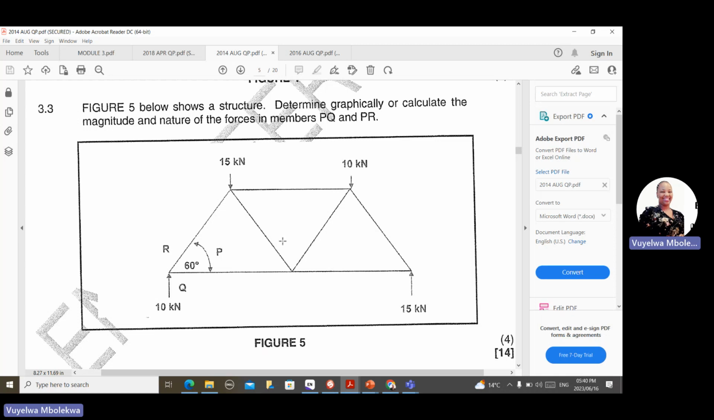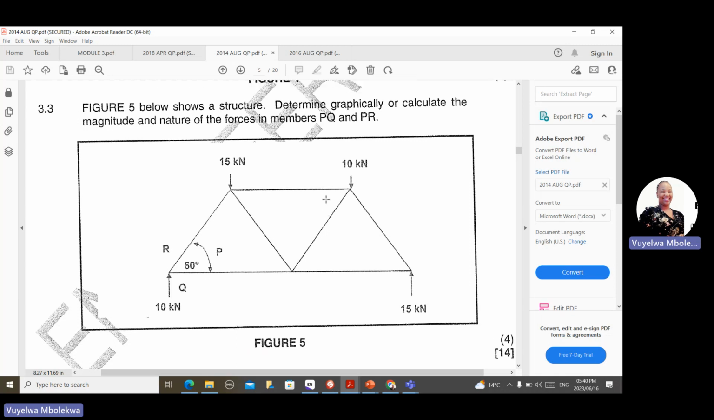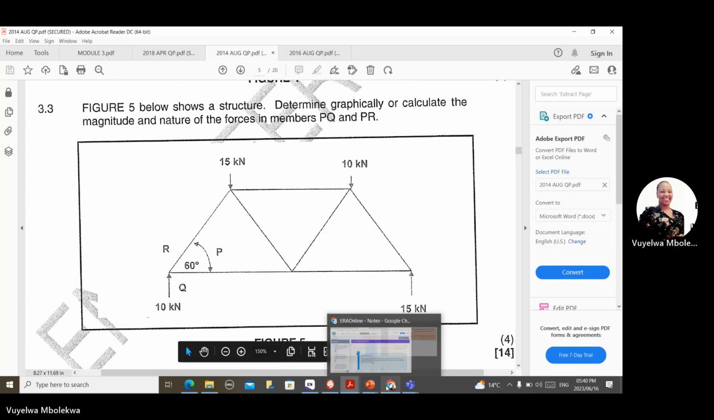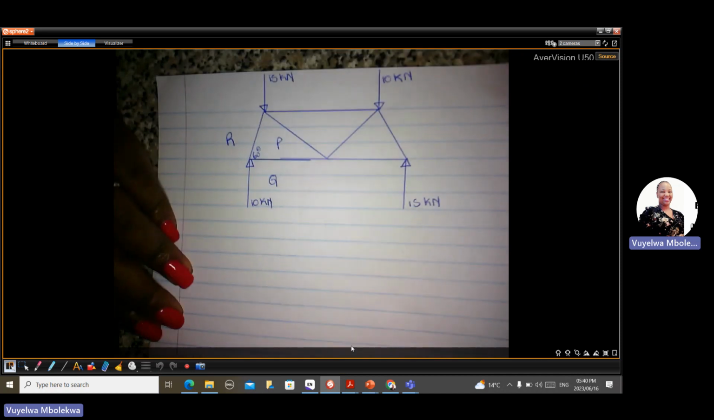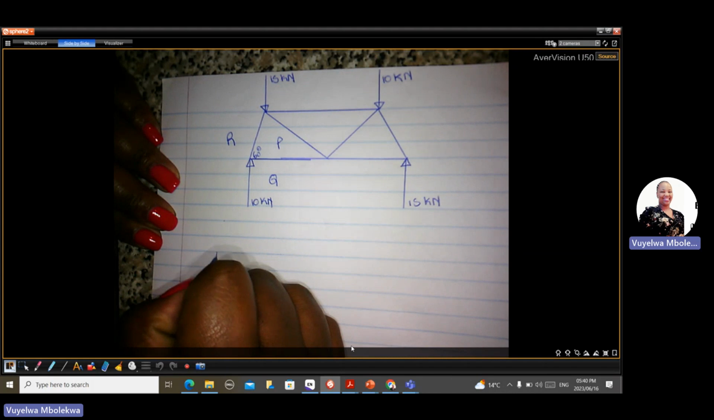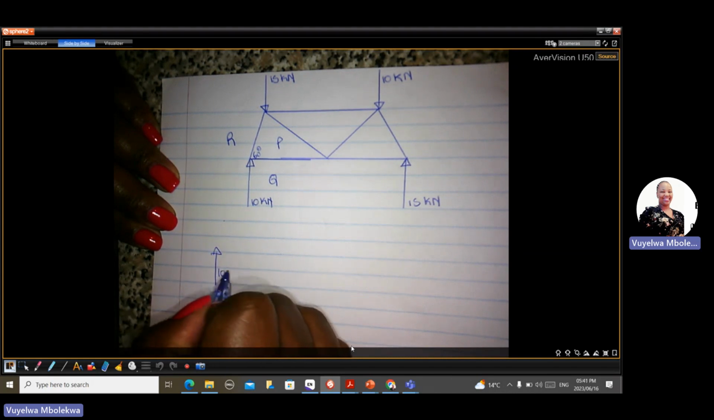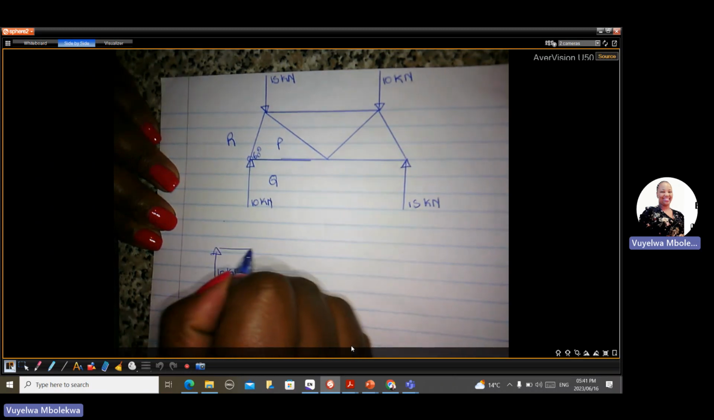vector diagram. So the question says, determine graphically or calculate the magnitude and nature of the forces in members PQ and PR. So what you're going to do here, you first going to do, yes, this one, okay. You first going to do your space diagram. So your space diagram, you simply just take the forces that are in this joint.